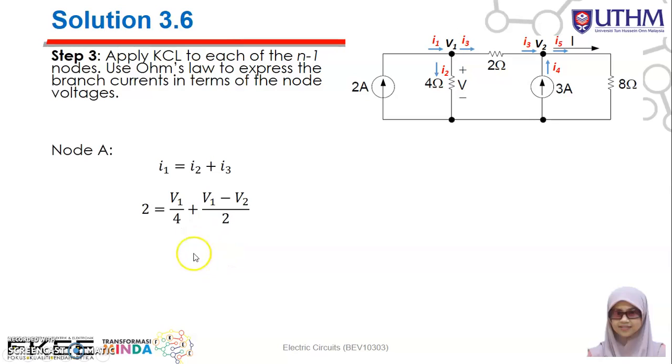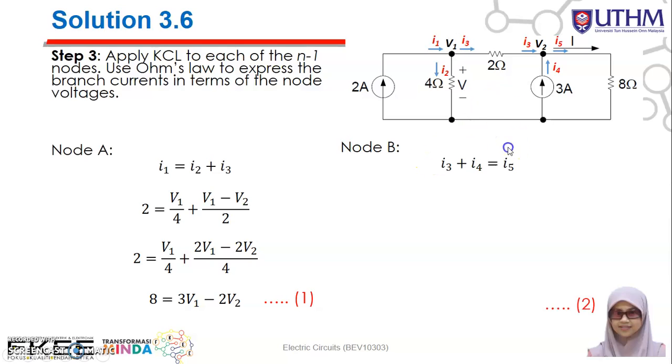Then after that we can further simplify the equation. We can multiply here with 2 over 2 because we want to have the same denominator. So we get V1 over 4 plus 2V1 minus 2V2 divided by 4. Then the 4 we can bring to here, so we get 8 equal to V1 plus 2V1, which is 3V1 minus 2V2. This is considered as equation number 1.